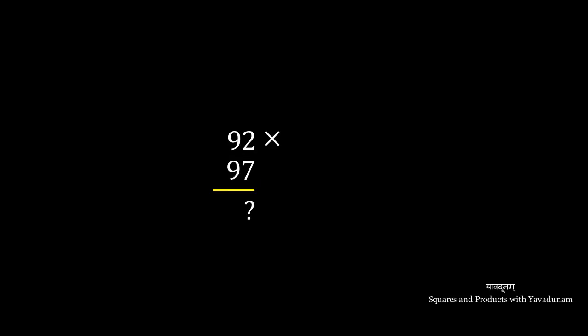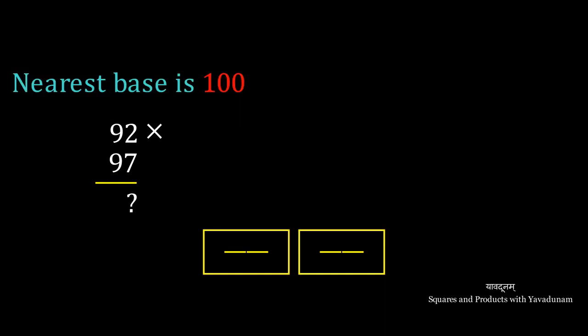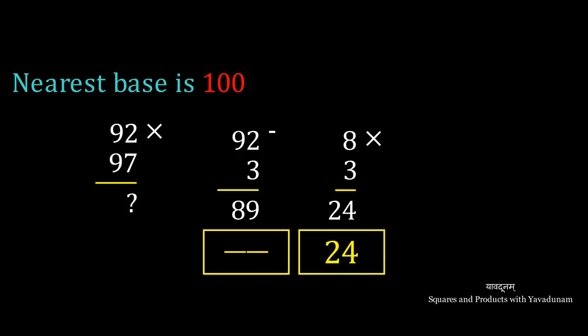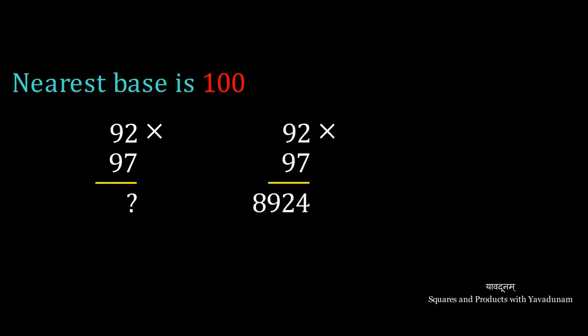Find the product of 92 and 97. Nearest base is 100. 100 minus 92 is 8. And 100 minus 97 is 3. 8 times 3 is 24, which is the right half of the answer. And the left half is 92, further reduced by 3, or 97, further reduced by 8, both of which are 89. So our answer is 8,924.